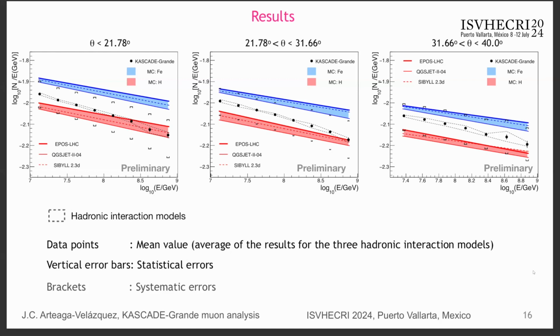If you compare the data with the predictions of the hadronic interaction models, again, you see that the post-LHC models seem to be overestimating our data very close to 10 to the 18 electron volts, and there seems to be a better agreement for more inclined showers.